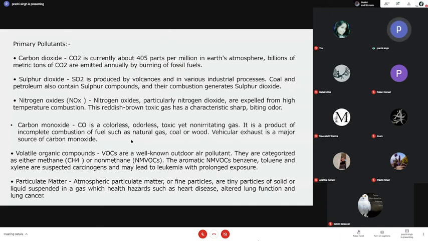So this carbon monoxide is one of the chief components, or a primary pollutant also, and of course its source is the same as that of your sulfur oxides and nitrogen oxides, that is fossil fuel burning.